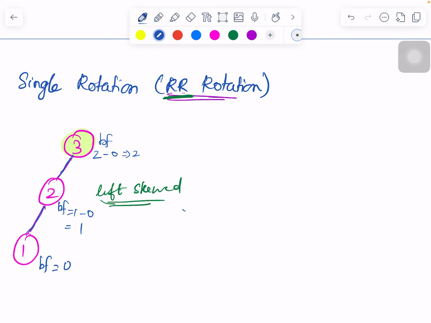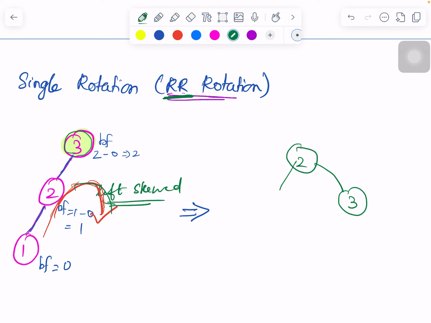So how do we now deal with this case? What rotation do we have to perform? Towards which side? We have to perform the rotation towards the right side, right? So rotate this towards the right. How do we rotate this towards the right, and how do the nodes now change? 2 will be the root node. This 3 will come down. So 3 is going to be at the right part and 1 is going to be in the left part.